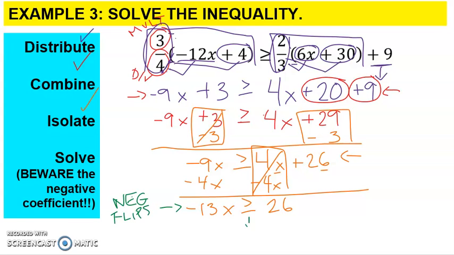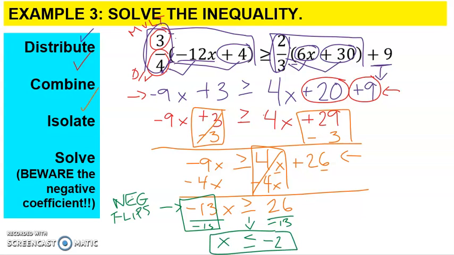So I'm going to flip my symbol. I'm going to divide by -13 on both sides. Mind the sign, right, with the whole thing. I end up with x is less than or equal to -2. Okay, make sure you flip, watch your math. Use your calculator to double check. You got this.